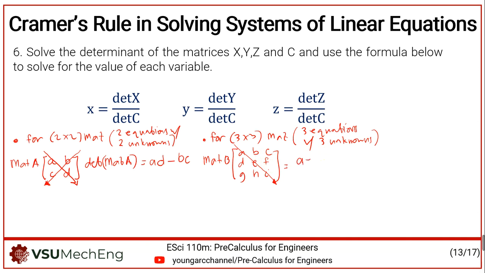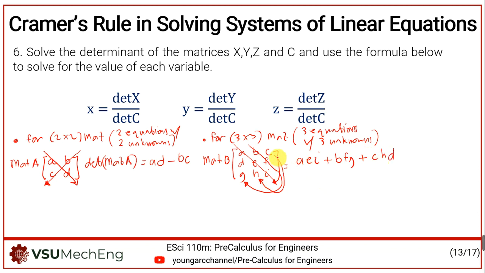So a, e, i, then plus, make another diagonal, so b, f. Now, since it lacks one entry, multiply it to g, not to h, d, because it will become four products, so only g. So we have b, f, g, then plus, here we have one entry, so we're going to multiply this to the remaining two entries. We have plus c, h, d.